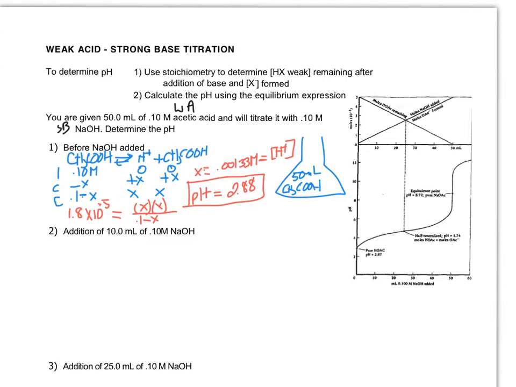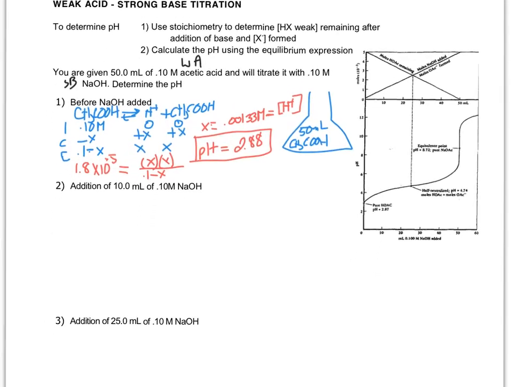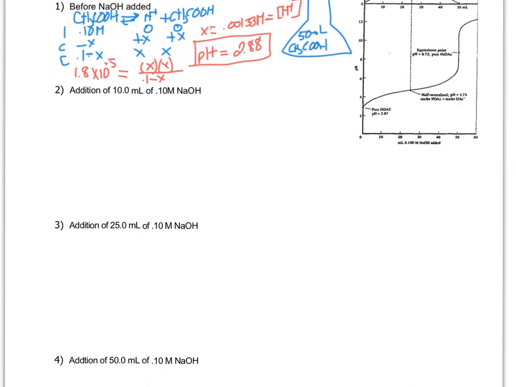So now let's take a look at what would happen to the pH if I were to add 10 milliliters of NaOH. So now in my flask, I have 50 milliliters of my acetic acid that were there originally, and now I've added 10 milliliters of NaOH. Well, what happens when you put NaOH with acetic acid? A reaction happens. So we need to write out our reaction between those two first. So I'm going to do that.